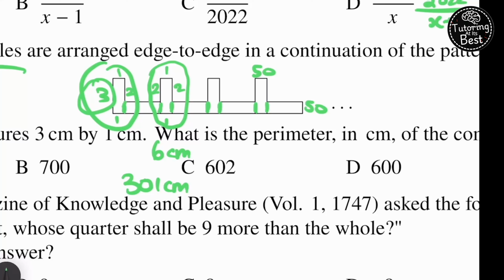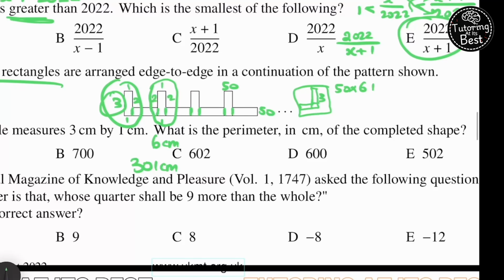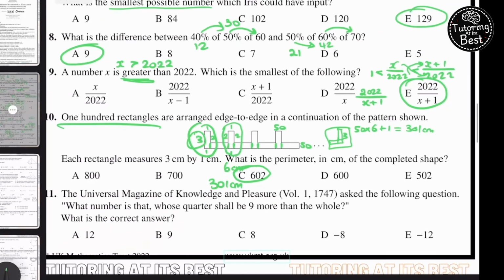Likewise, each horizontal rectangle, except for the one on the right-hand side, as you would see over here, contributes 3 plus 3 centimeters, which is 6 centimeters to the length of the perimeter, with the right-hand rectangle having the longer side, and that would be 3 centimeters, which is 1 centimeter more. So again, we would do the same thing here, which is 50 times 6 plus 1, which is 301 centimeters. So if you look at the total length of the perimeter, we'll have 301 plus 301, which is 602. So C is our answer.